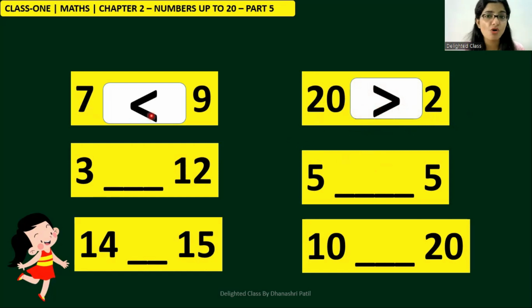7 is smaller than 9. You should not say like 9 is greater than 7. ये ऐसा नहीं पढ़ना है आपको, okay? जो जैसे आपको नंबर दिए हैं वैसे ही आपको रीड करना है, ठीक है?